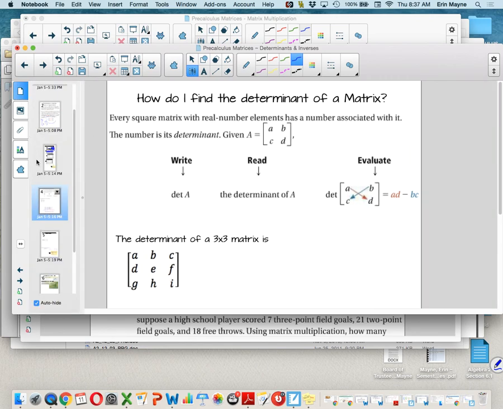So one question that you might have at this exact moment is, well, how do I find an inverse? So, was anyone dying to wonder that? Thank you, Joey, I appreciate that.